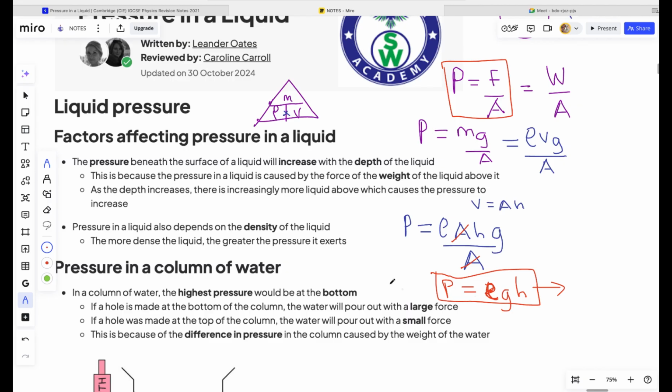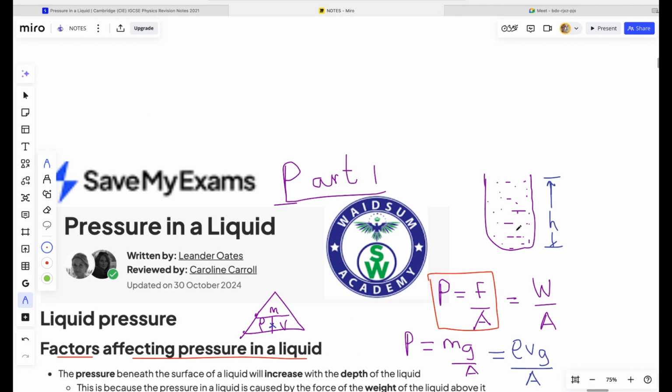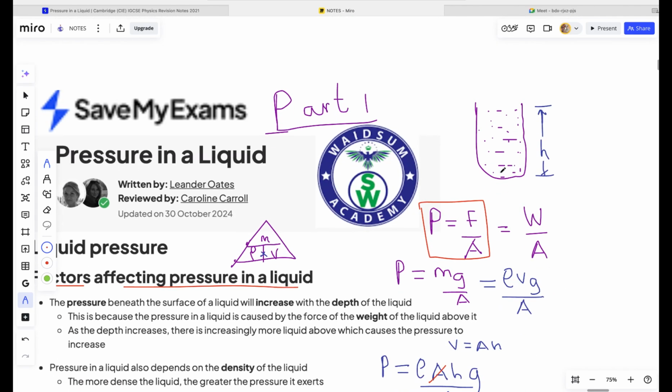So if they ask you what are the factors affecting the pressure in a liquid, one of the factors is the density of the liquid. If the liquid has a high density, it means the pressure at the bottom of the container will be high, if the density of the liquid is high.